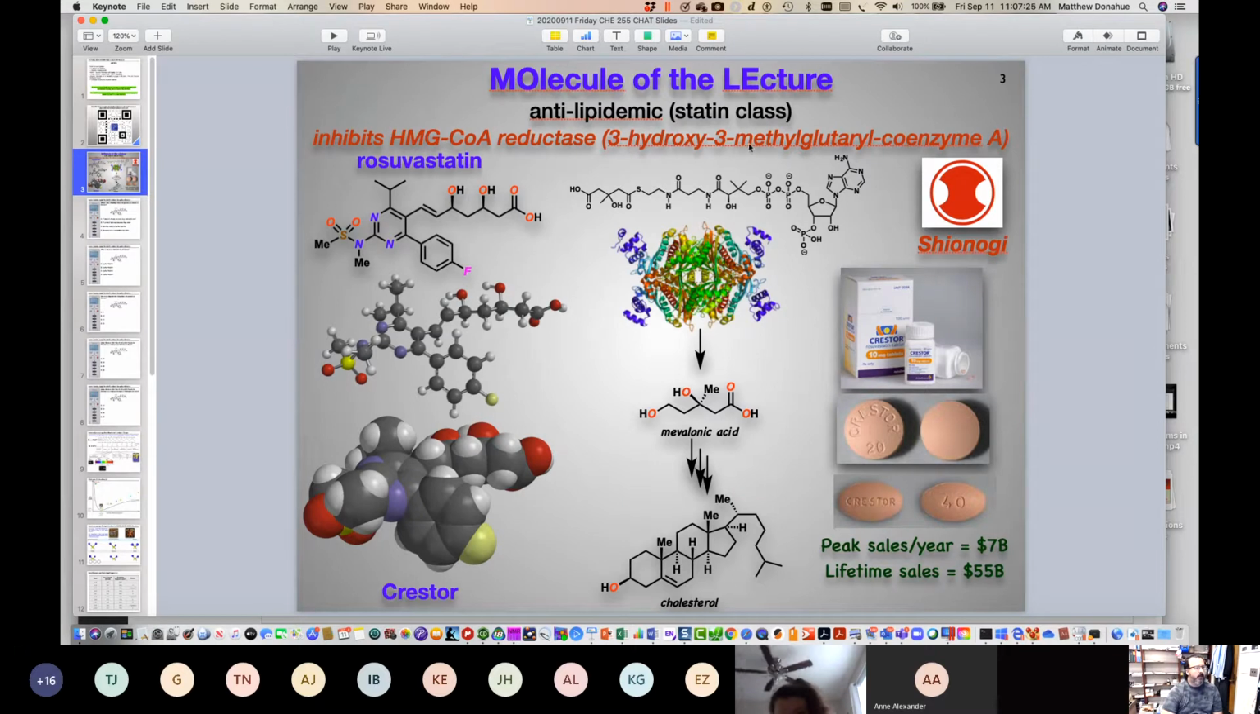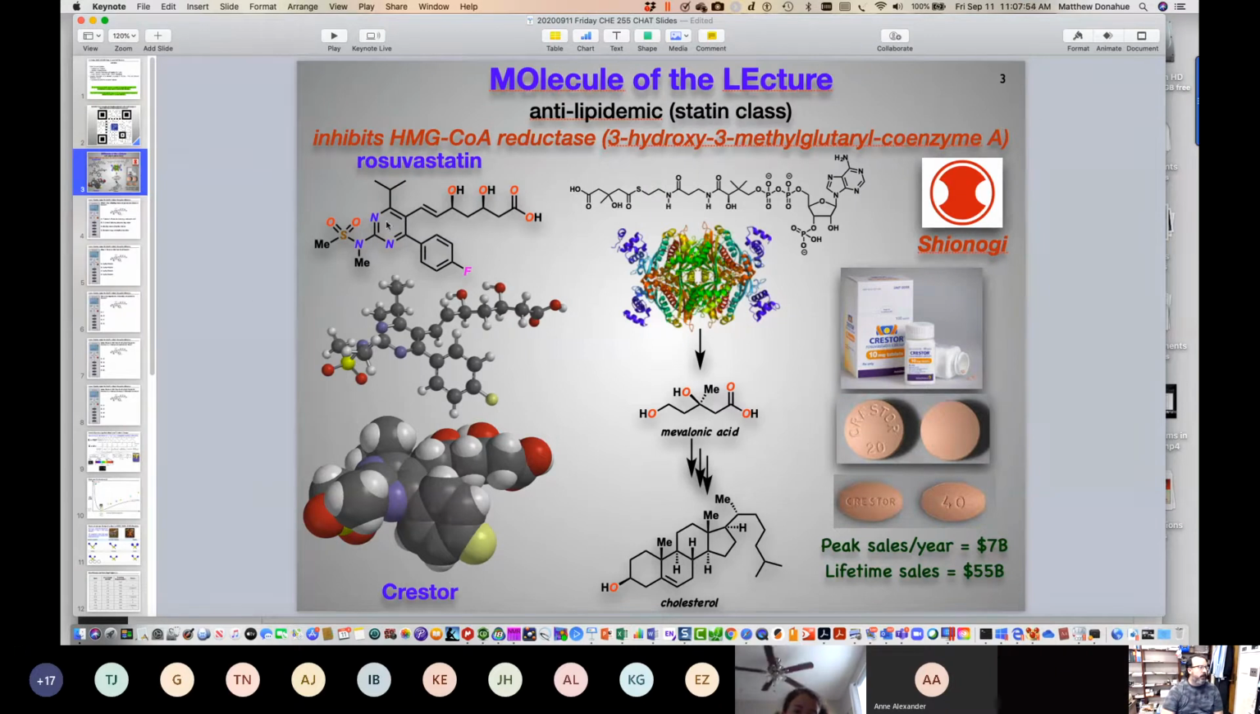This is 3-hydroxy-3-methyl-glutaryl coenzyme A. So this molecule, when reacting with this enzyme, produces mevalonic acid. You can sort of see this outline, this carbon backbone at the left-hand portion of this molecule. So mevalonic acid is subsequently transformed through more enzymatic steps into cholesterol.